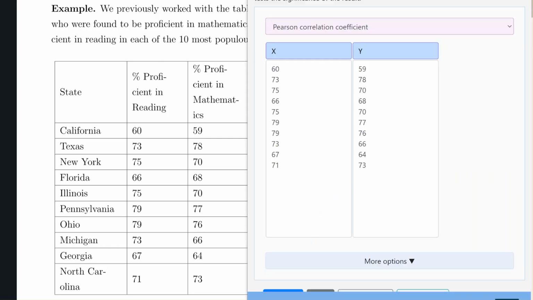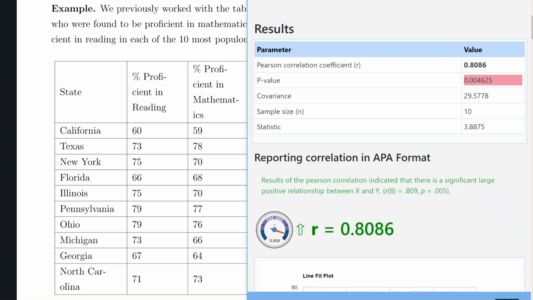Now I have this data typed in from when we worked this example previously, and if I press calculate, I see the correlation when I round to 3 decimals is 0.809, so let's round that.